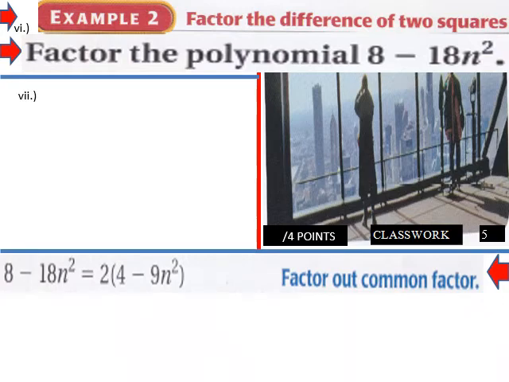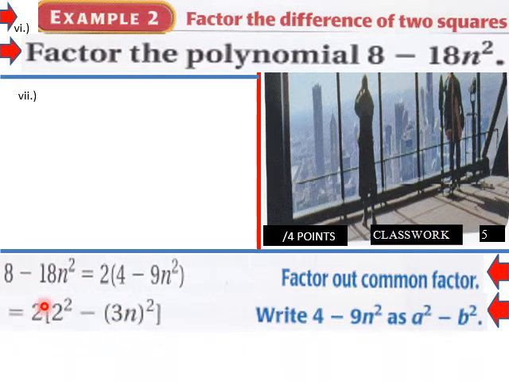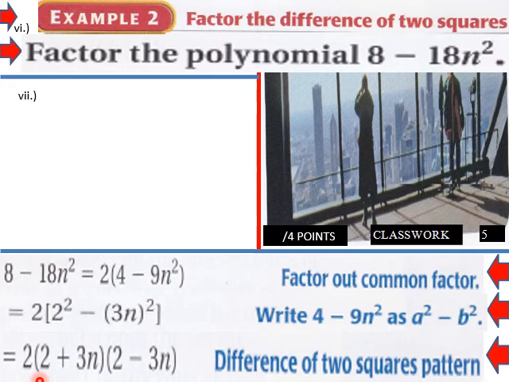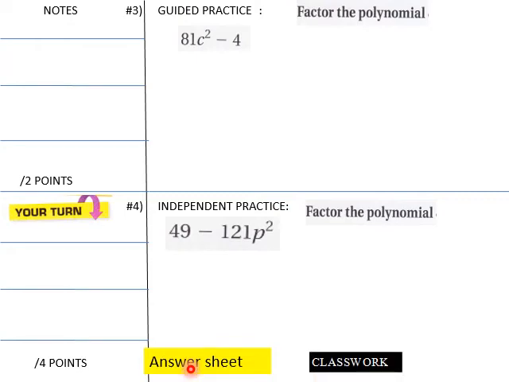Okay, part 2, example 2 here. We have this polynomial, 8 minus 18n squared. So we factor out a common factor to get into our difference of two squares again. Once we factor out a 2, we have a difference of two squares. We take the square root of both. So we have our a and b now, and then we just plug that into the difference of two squares pattern.